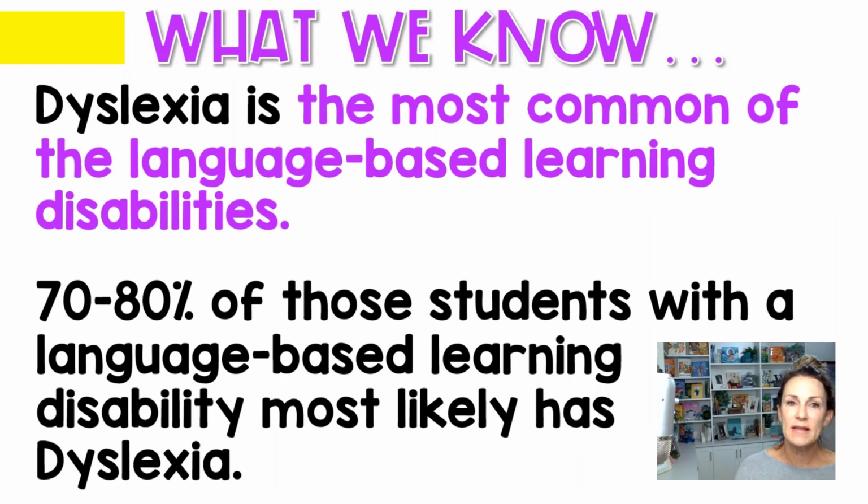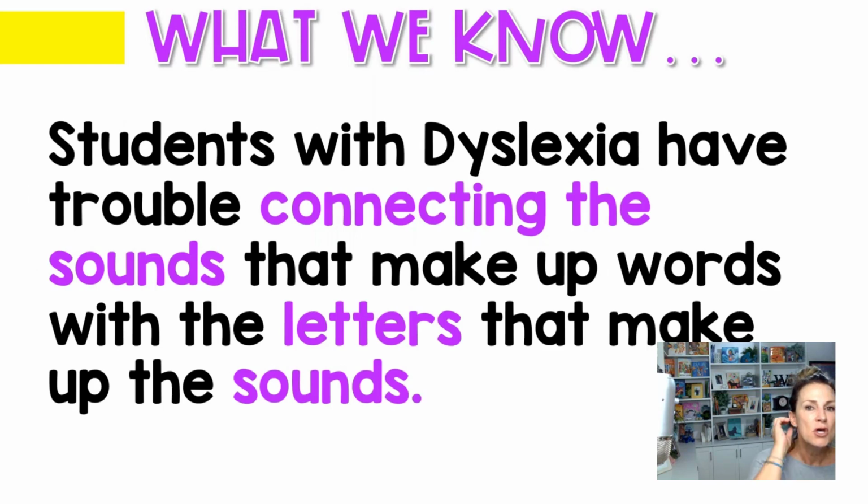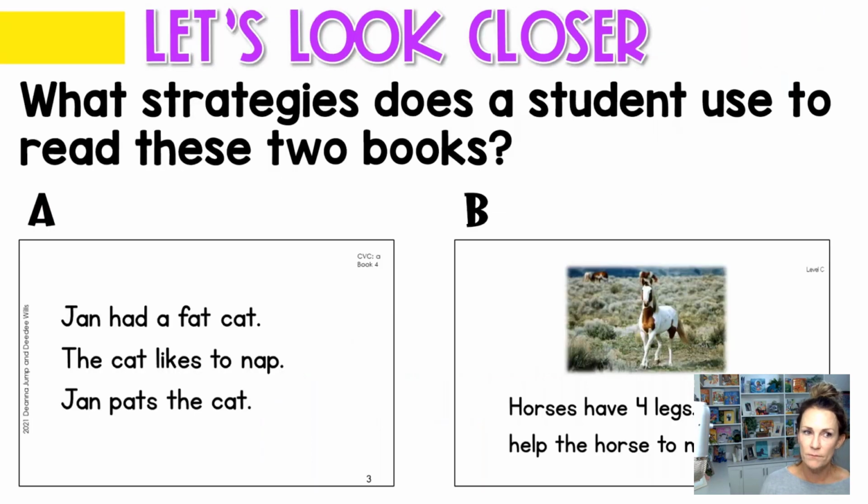So dyslexia is the most common of the language-based learning disabilities. 70–80% of the students with a language-based learning disability most likely have dyslexia. And it's not a problem of intelligence or laziness or reading the letters backwards. Students with dyslexia have trouble connecting the sounds that make up the words with the letters that make up the sounds. So we're going to talk about decodable texts, okay? Decodable texts are books that rely on the alphabetic principle along with high frequency words. They recommend that 70% of the words the students are going to encounter are based on the phonics that they've learned so far.